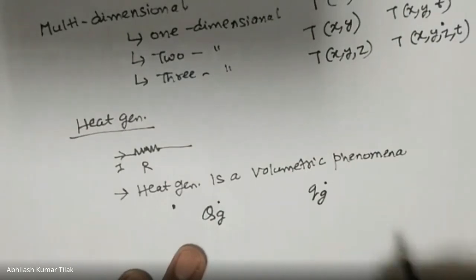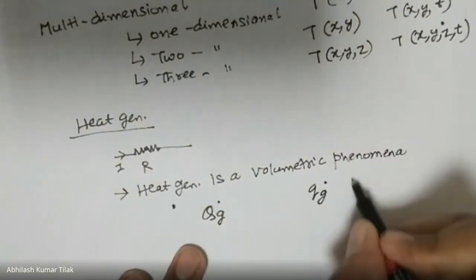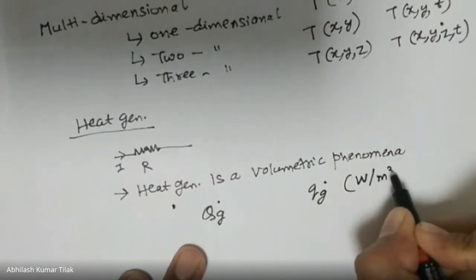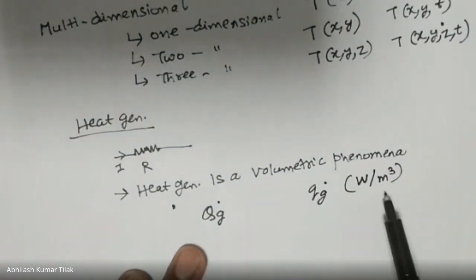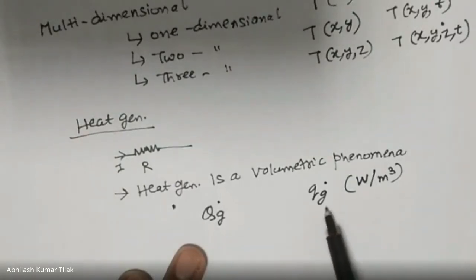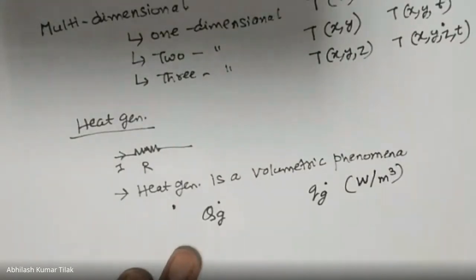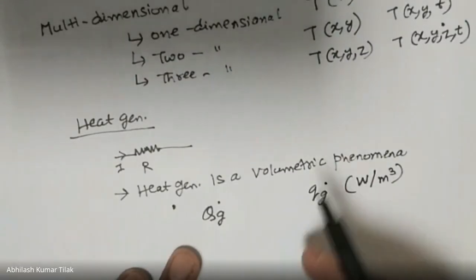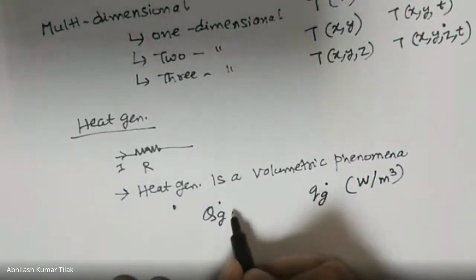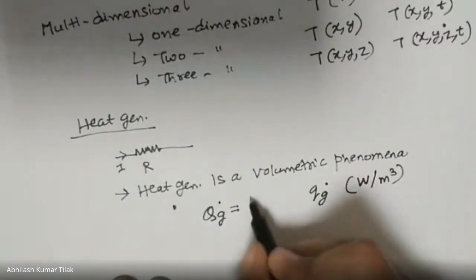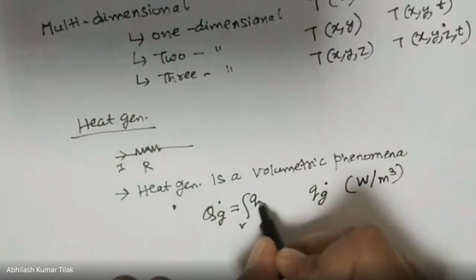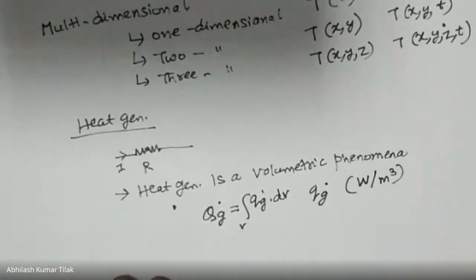So Qg, the volumetric generation, will have a unit of watt per meter cube. That is the amount of heat generated per unit volume of the body. Now the rate of heat generation in a medium may vary with time as well as position within the medium. So if I need to define the total heat generation, I can define it as Qg equal to the volumetric integral of qg dV. This will give us the total rate of heat generation in a medium.